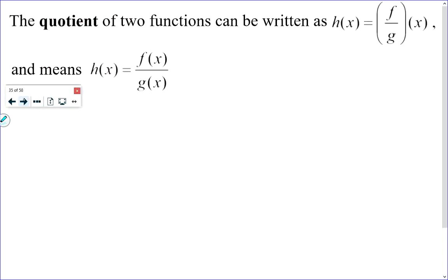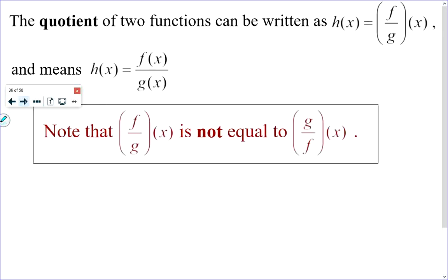The quotient of two functions is written as h of x equals f over g, quantity of x, and it simply means f of x over g of x. Nothing too earth-shattering so far. However, please make a note that f over g, quantity of x, and g over f, quantity of x, are two entirely different things because the order in which you divide items changes the outcome. One of these means f of x over g of x. One of these means g of x over f of x. And again, they're different things.